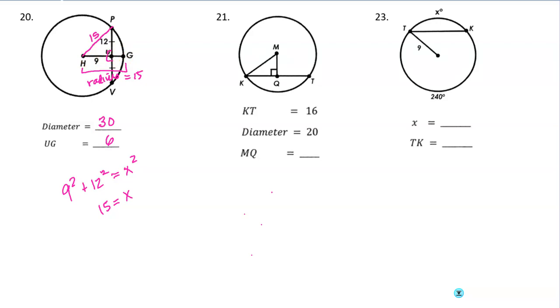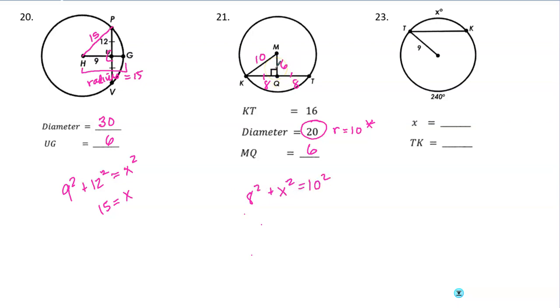In 21, they give you KT is 16. It's perpendicular, so you know it gets bisected. Each one's 8. They give you the diameter is 20. Well, there is no diameter to use in my figure, but the radius would be 10, and the radius is here. So I can fill the 10 in there, and then I can solve for MQ using Pythagorean theorem, and it ends up being 6. Remember, x squared plus 8 squared equals 10 squared, or it's a triple, 6, 8, 10.